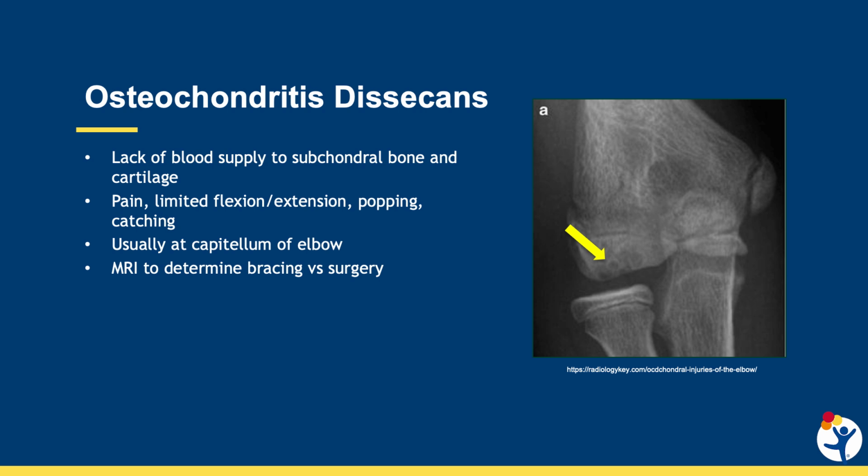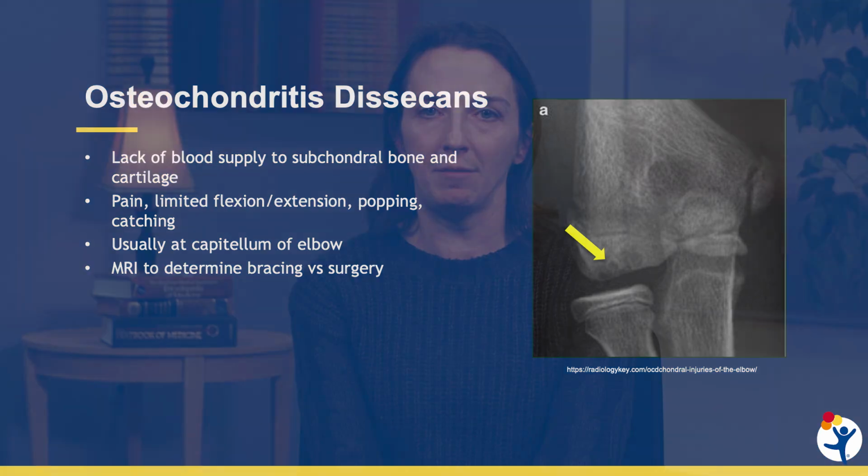Next up is elbow OCD, or osteochondritis dissecans. This is an overuse injury to the subchondral bone and cartilage, often at the capitellum. Gymnasts may present with a slight loss of elbow motion or mechanical symptoms like catching or locking. OCDs are often found on x-ray, but usually need an MRI to determine the best treatment plan. This may involve a period of bracing or casting, or it may mean surgery followed by physical therapy.